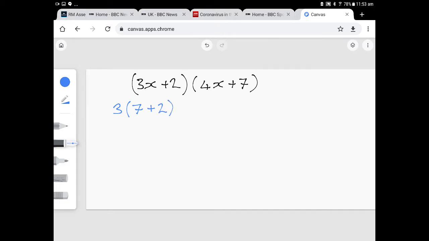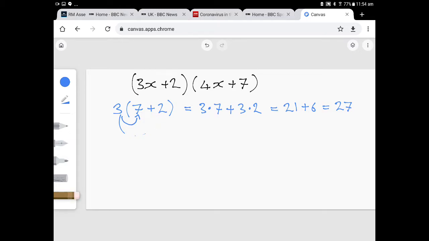Now the distributive property says, well, I can rewrite that as 3 multiplied by the number in here. So that's 3 multiplied by 7, and then I put the plus sign in, and then I can do 3 multiplied by the second number. Now I can work those out individually. So 3 times 7 is 21, plus 3 times 2 is 6, and then I do the addition, giving me 27.